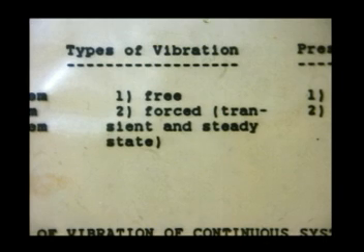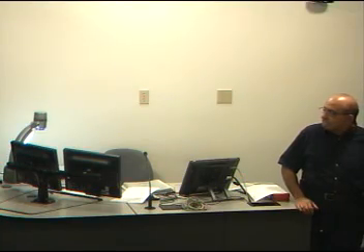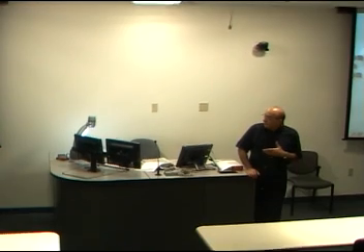Second could be forced vibration. Forced vibration is when there is a load acting upon the system. There is some loading, and the system still vibrates. Now, when we talk about forced, there could be some transient state.